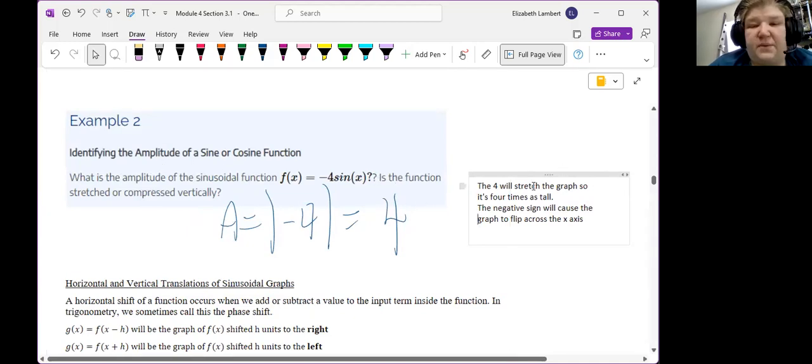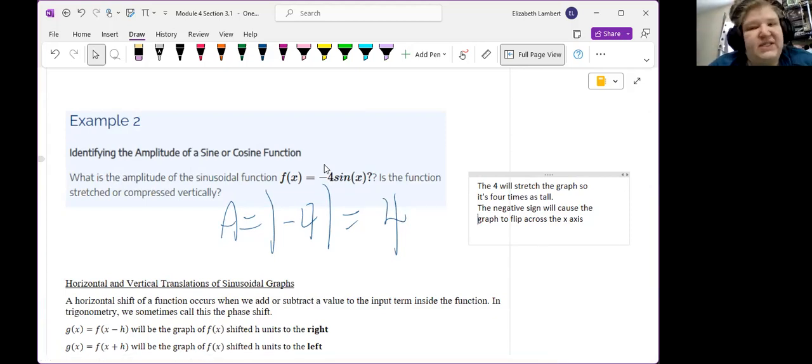So it'll be stretched, it's not compressed. Our outside numbers, what we see is what we get. So we got times 4, it's 4 times as tall. Times 4 on the inside, it's squashed by factor 4. It's 4 times as fast.